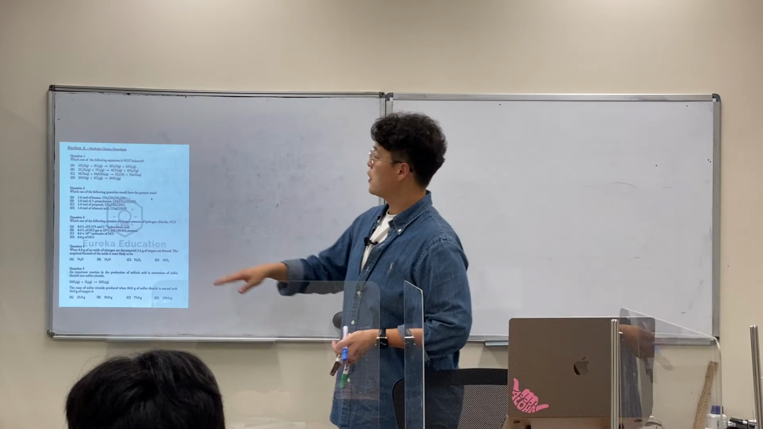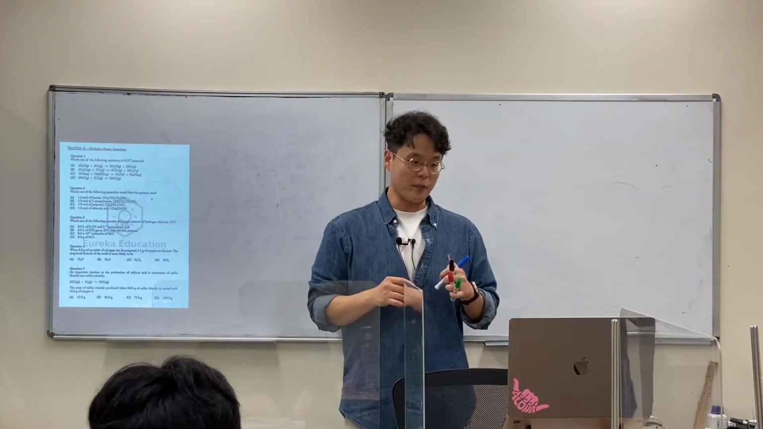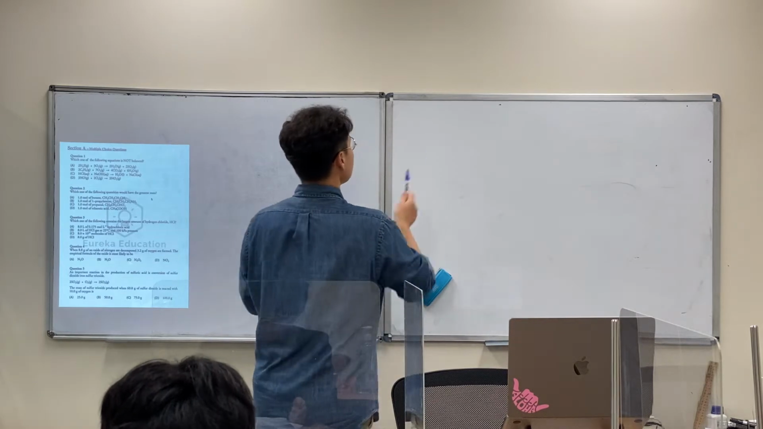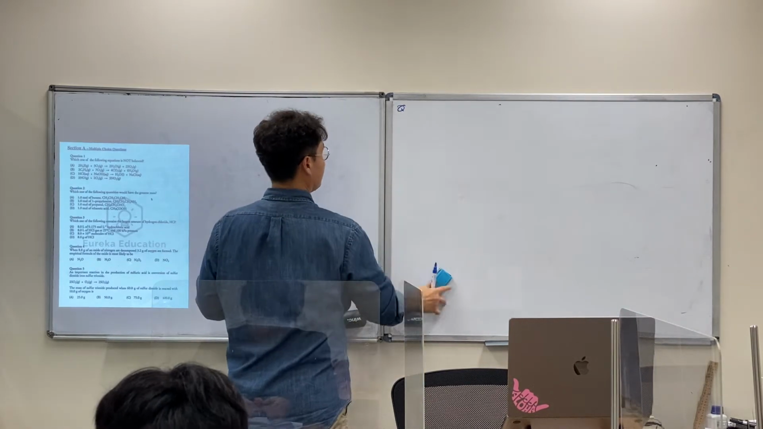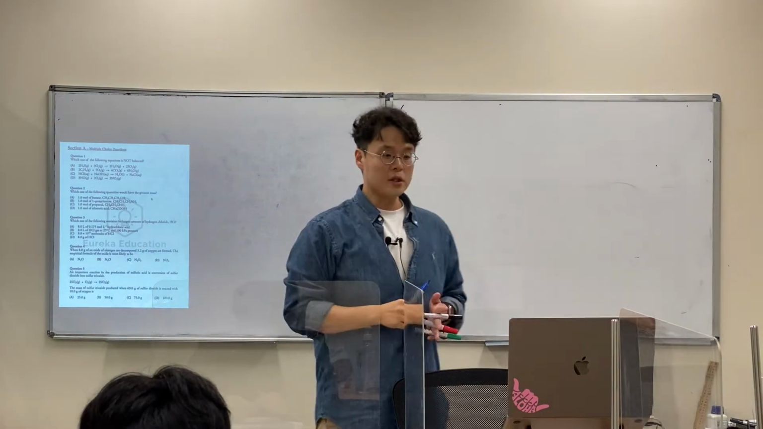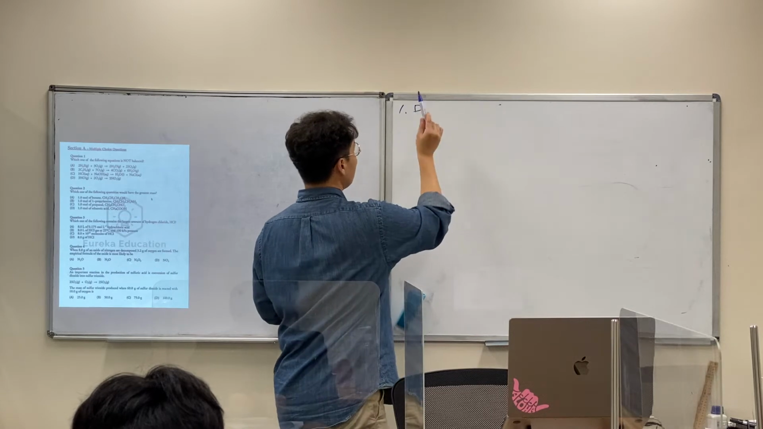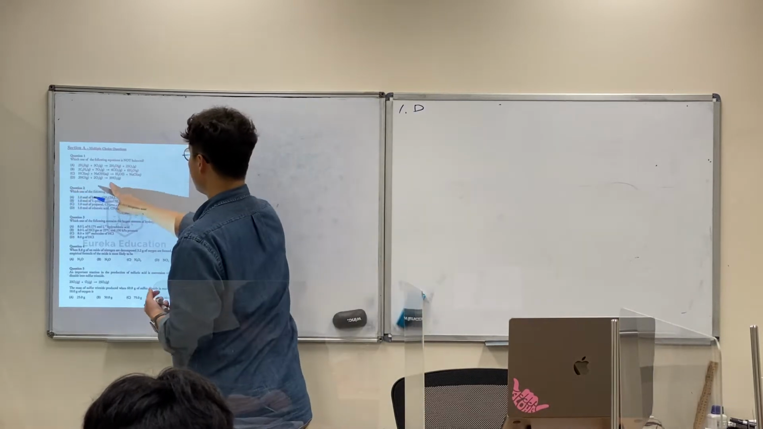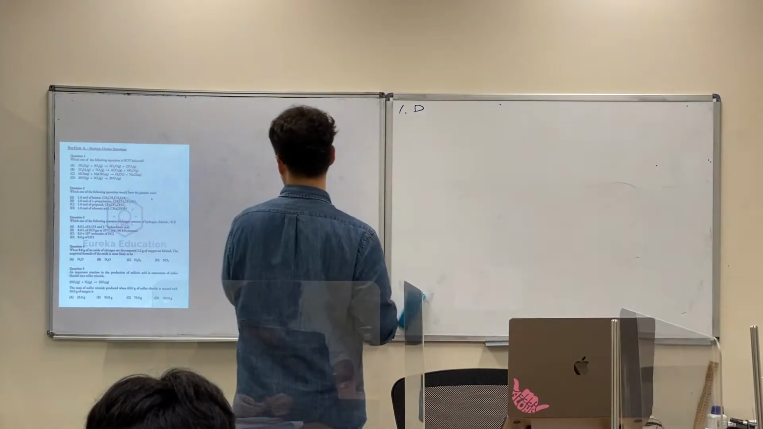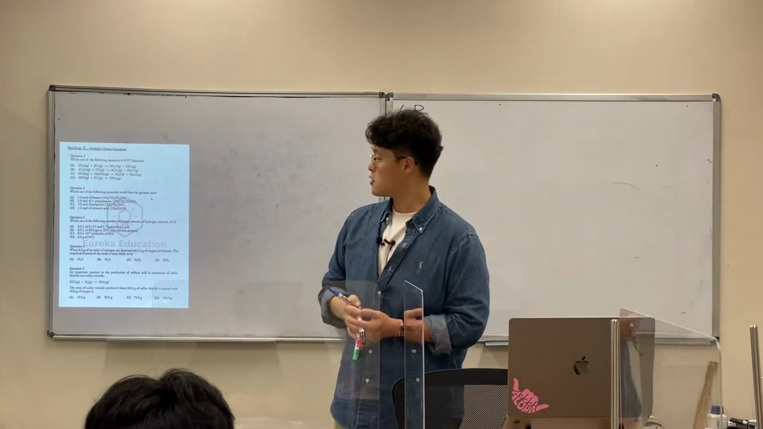Question 1. Which one of the following equations is not balanced? So the question is asking about the balanced equation. I'll write the answer here. Question 1, D. The only one that was not balanced was D. As you can see, the nitrogen number is balanced, but not the oxygen. So D is the only answer. All right. Easy question. Fresh start.